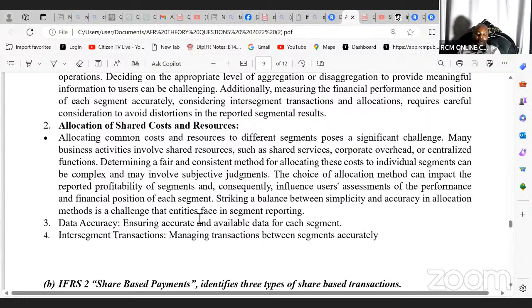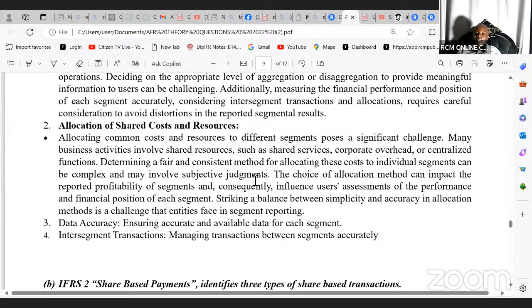Then we have issues to do with data accuracy. Ensuring accurate data is available for each segment is not an easy thing. Then, of course, we have intersegmental transactions. Managing transactions between segments accurately is a big challenge.